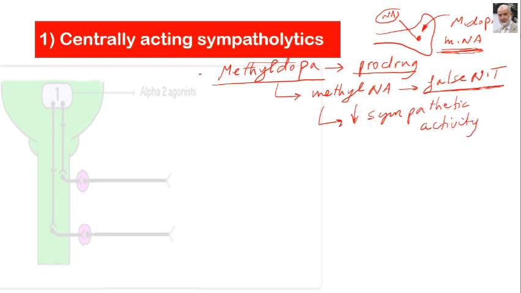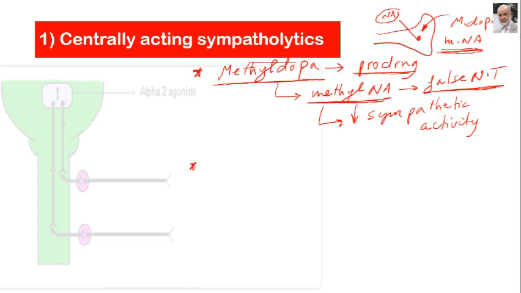So methyldopa, first example, very famous, is known as Aldomet commercially. Methyldopa is a prodrug. It enters the adrenergic nerve terminal, where it is utilized instead of L-dopa, and it is converted to methyl noradrenaline. Methyl noradrenaline will be released instead of noradrenaline as a false neurotransmitter. This will result in decreased sympathetic activity. That's how methyldopa works.